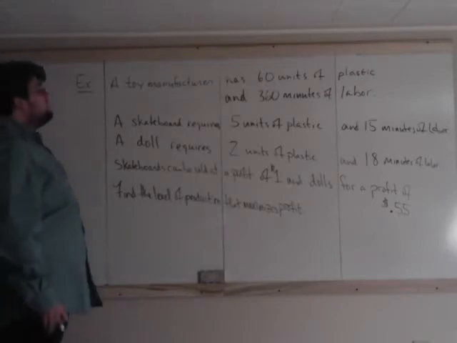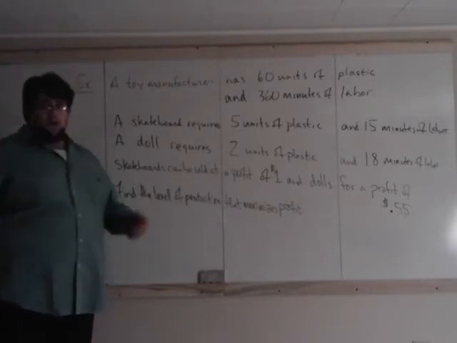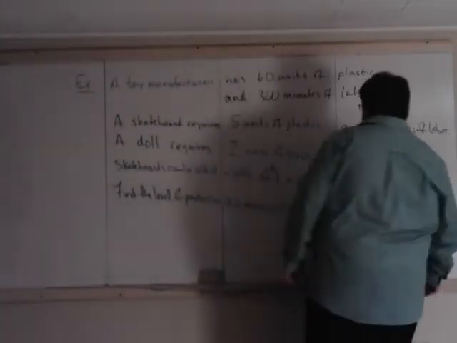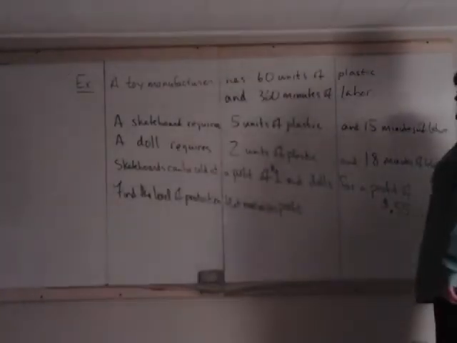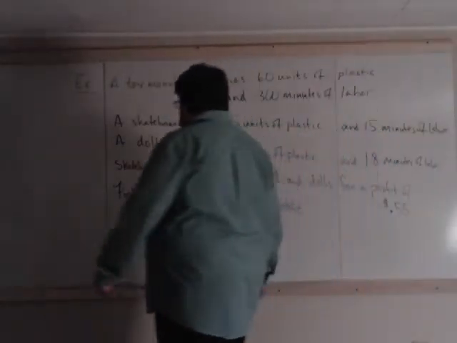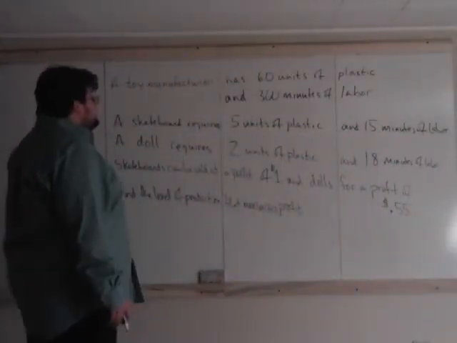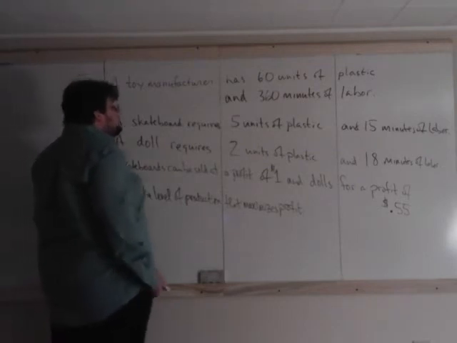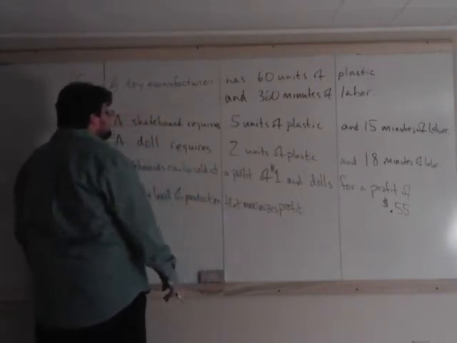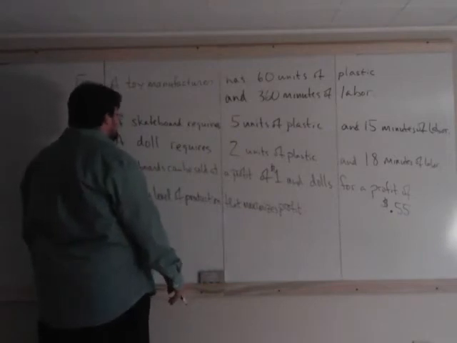Well, the first thing we notice here is in the first example we had one restriction. Here we have 2 restrictions. We have a plastic restriction and a labor restriction. So let's first interpret those restrictions using inequalities. Well, let's deal with plastic first. We have 60 units of plastic. We have 5 units of plastic per skateboard. We have 2 units of plastic per doll.